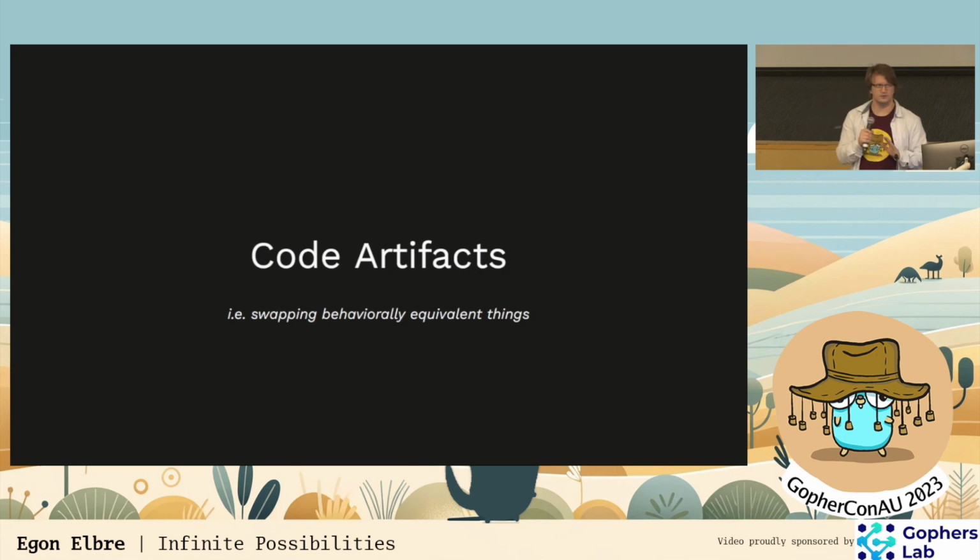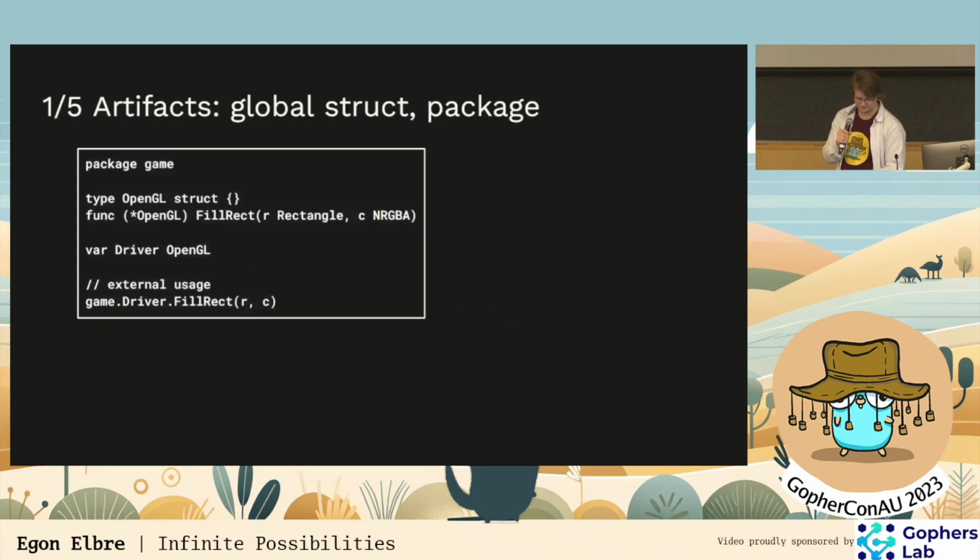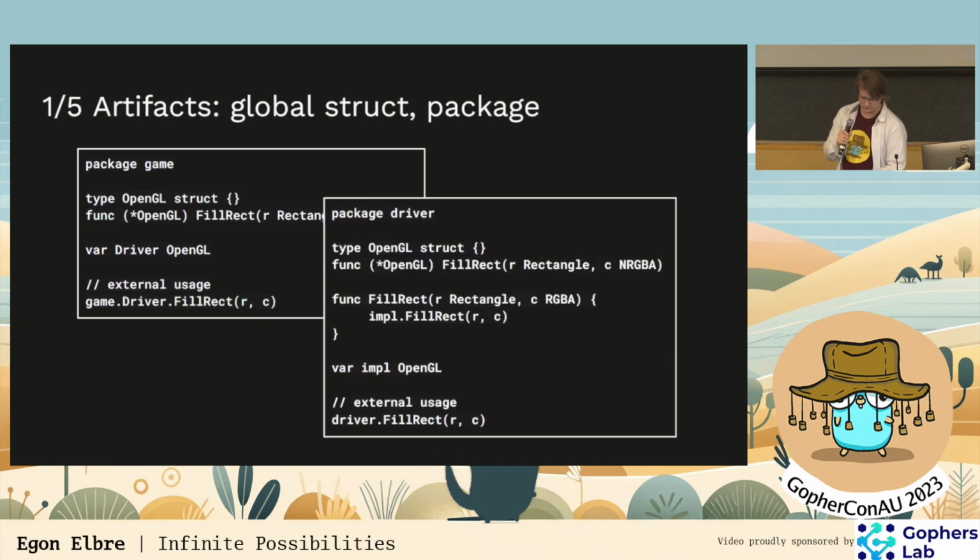But let's look at a few simpler examples, places where you can replace one code structure or code artifact with another that are functionally kind of equivalent, but not in their trade-offs. So let's say you have a global variable, right? This variable driver in some game engine, let's say. You could move it into a separate package and make your code shorter because you don't need to state game.driver.fillRect, but you can use driver.fillRect. Easy change, but it will change your code design.